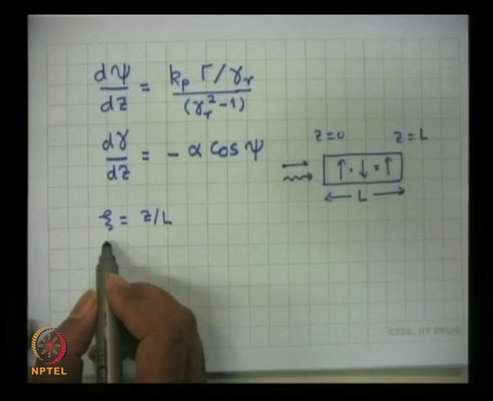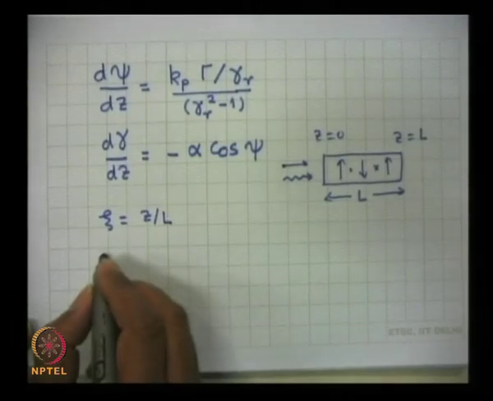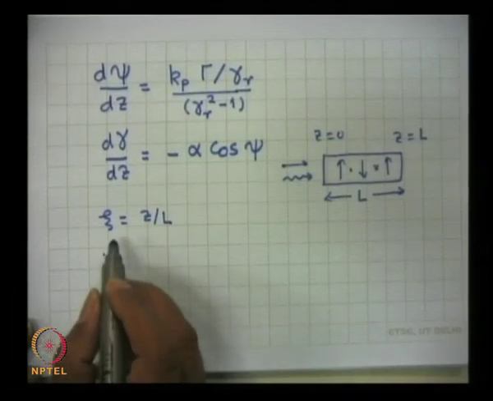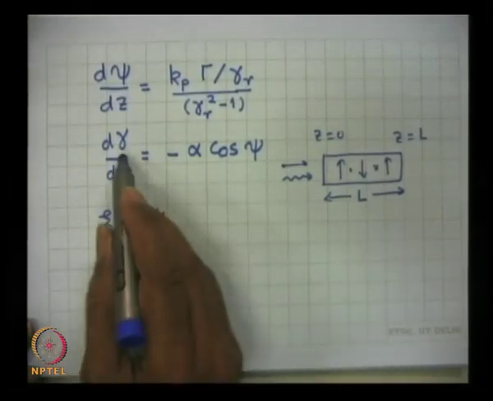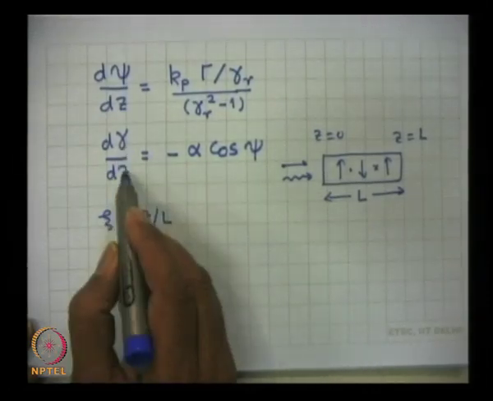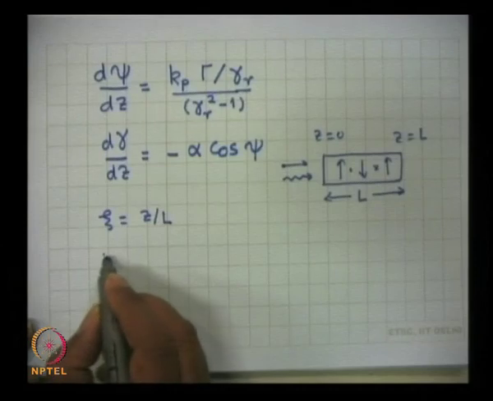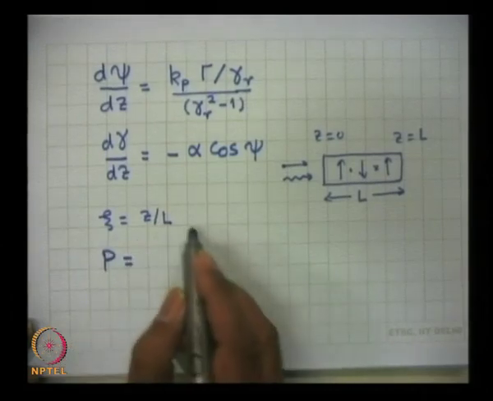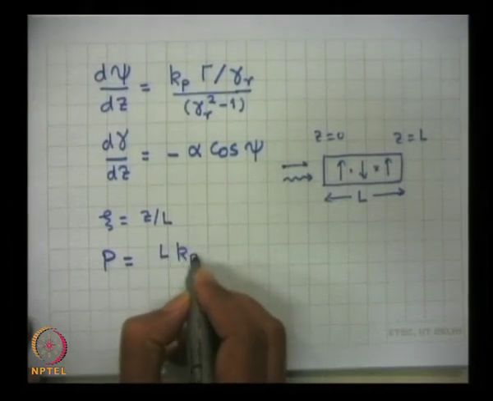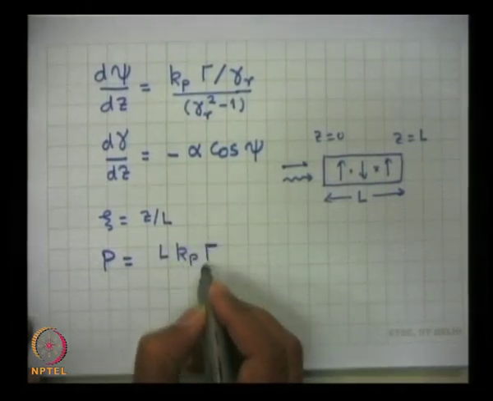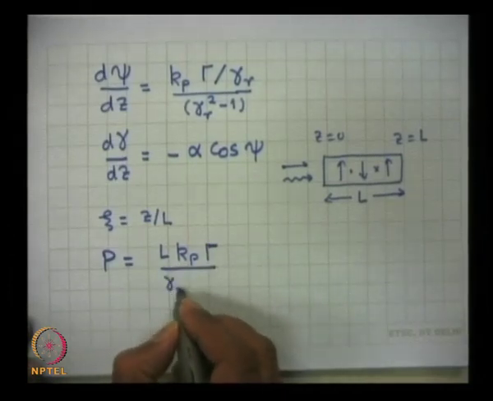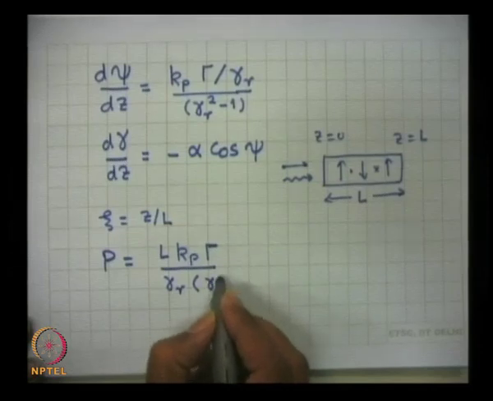And I can also define a normalized energy difference. Actually, if I put this gamma as gamma r plus delta, this equation becomes d gamma by dz. So, let me define a quantity p as normalized gamma, which is L into Kp into this increment in gamma from gamma r value upon gamma r into gamma r square minus 1.